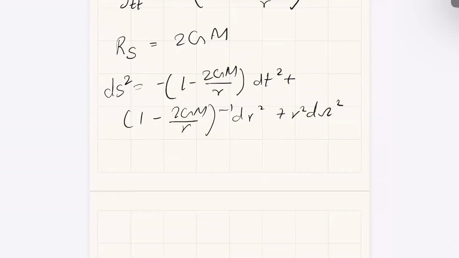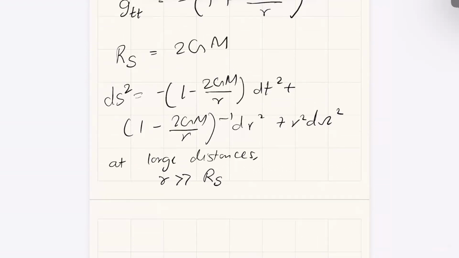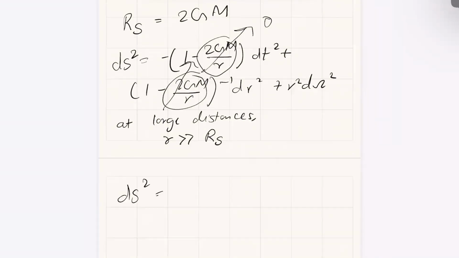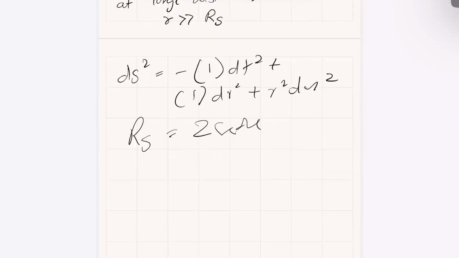Okay, now one thing to note over here is that if you actually look at large distances, which means that r is much larger than rs, you will see that this boils down to a flat metric, the Minkowski specifically. Because if r is much larger than rs, then these terms are almost negligible, and therefore ds squared just becomes minus 1 times dt squared plus 1 times dr squared plus r squared, which is just the Minkowski space. And in fact, furthermore, when you do black holes, you will see that rs, which is equal to 2gm, actually is the horizon radius of a Schwarzschild black hole.